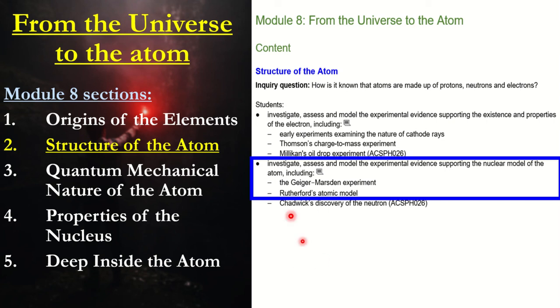I'm Mr. Wong, and today we're going to be going through Module 8, From the Universe to the Atom, Inquiry Question 2, Structure of the Atom. We're going to look at a specific experiment that looks at the nuclear model of the atom. So we're looking at Geiger-Marsden's experiment, and we're going to look at Rutherford's atomic model.